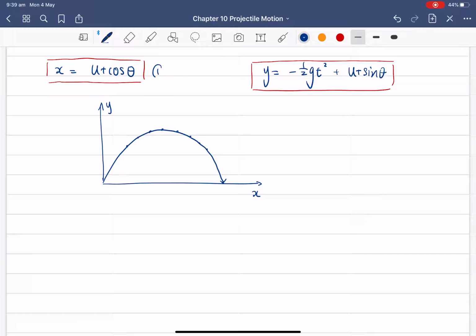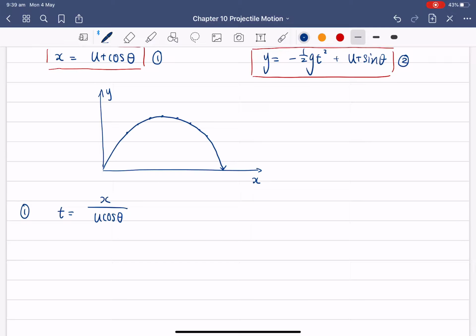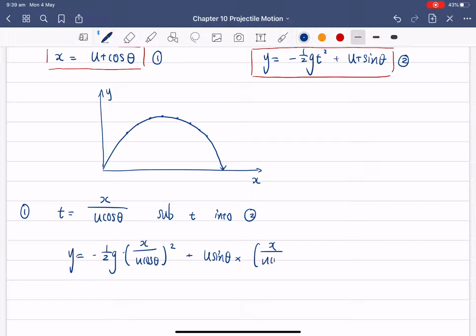So let's call this equation 1 and that equation 2. From equation 1, I want to make t the subject. So t is equal to x over u cos theta. Then we can substitute the t into equation 2. So we get y equals minus half gt squared, where t is x over u cos theta, squared, plus u sine theta times x over u cos theta.